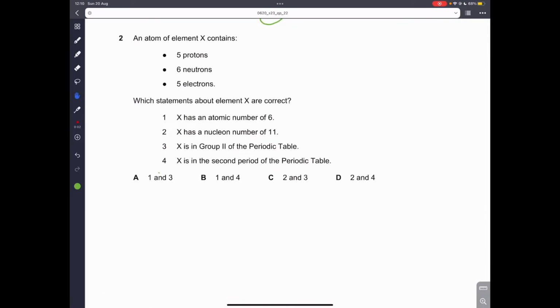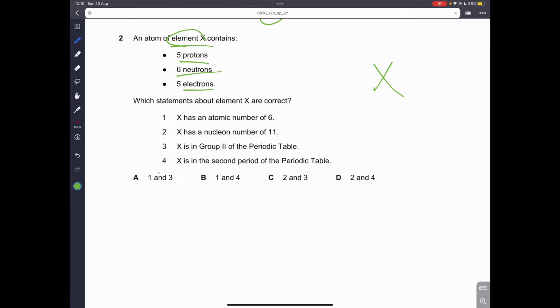Okay, moving on to question number 2. An atom of element X has 5 protons, 6 neutrons, and 5 electrons. Now, whenever you see a list given, I would like to change it to the isotopic form. And what do I mean by this? Although they haven't given you the element, we can just write the element as X, right?